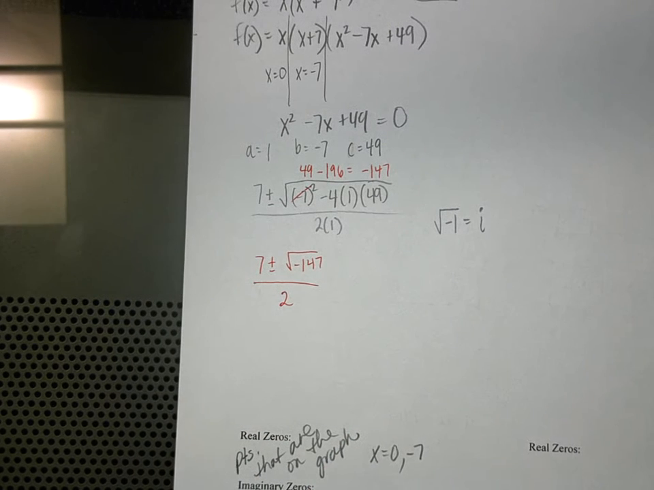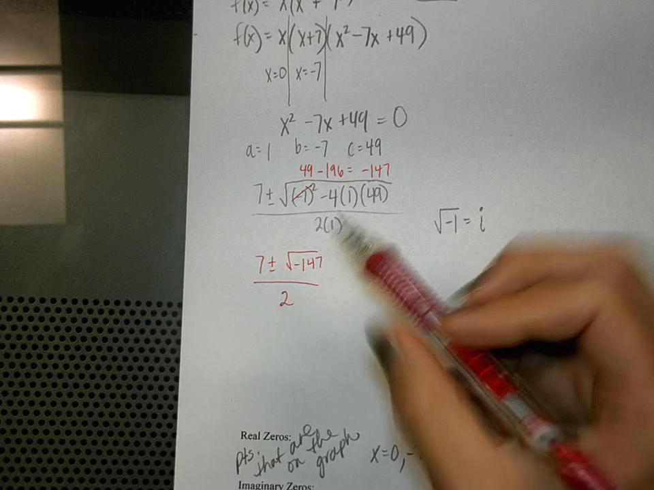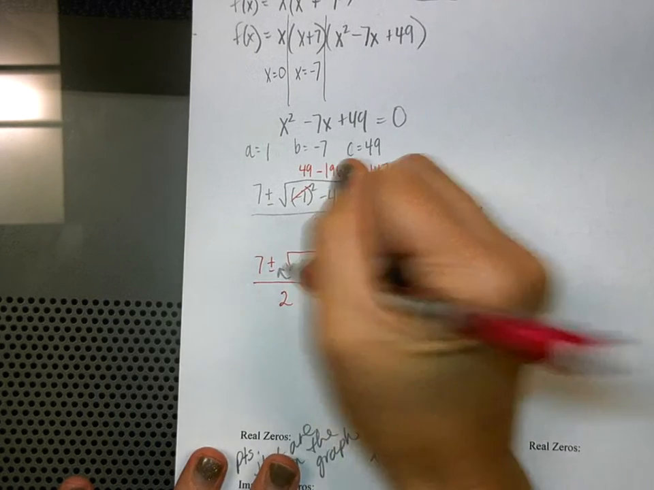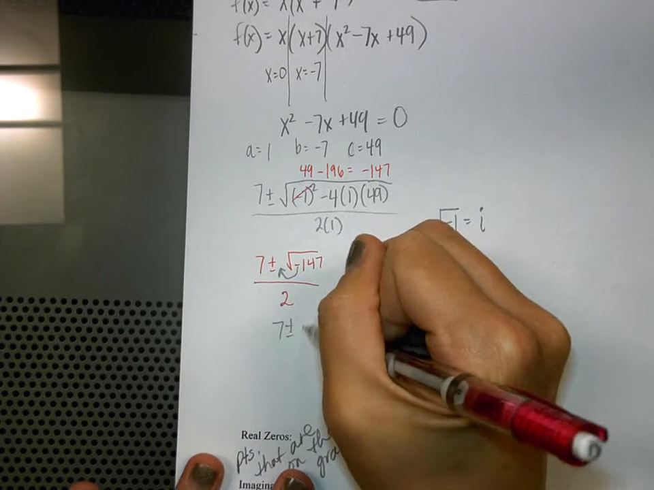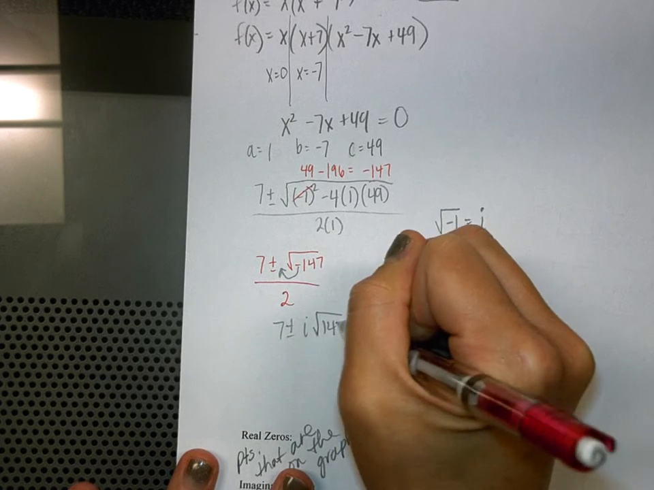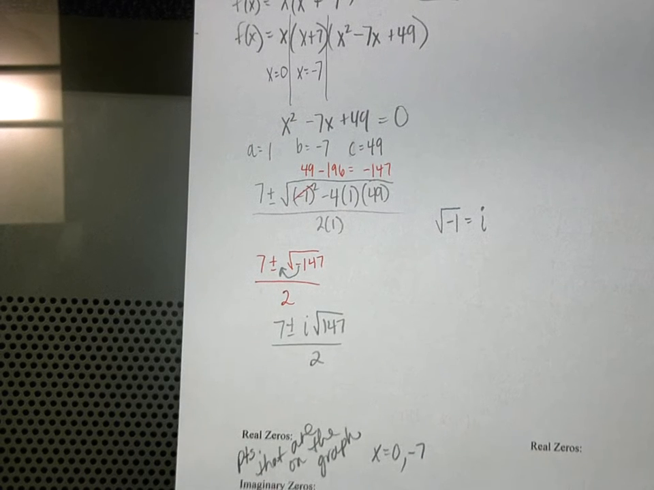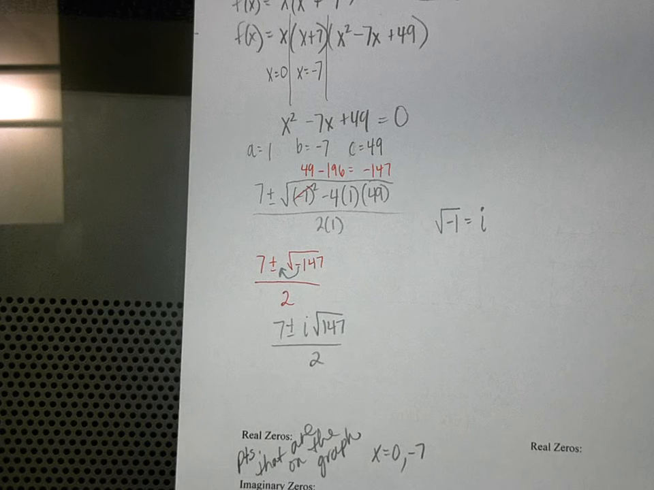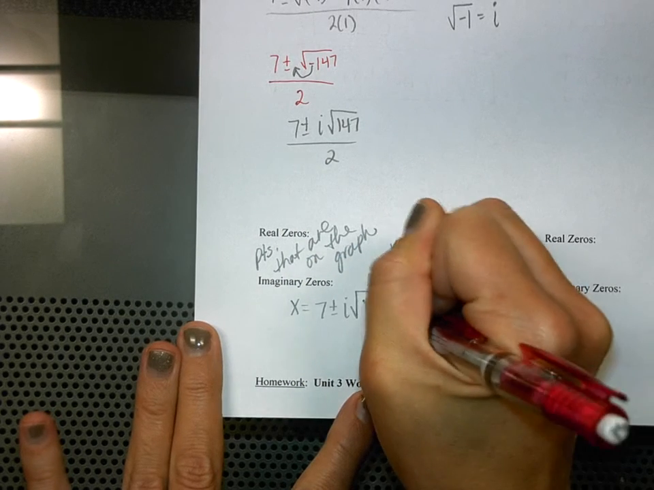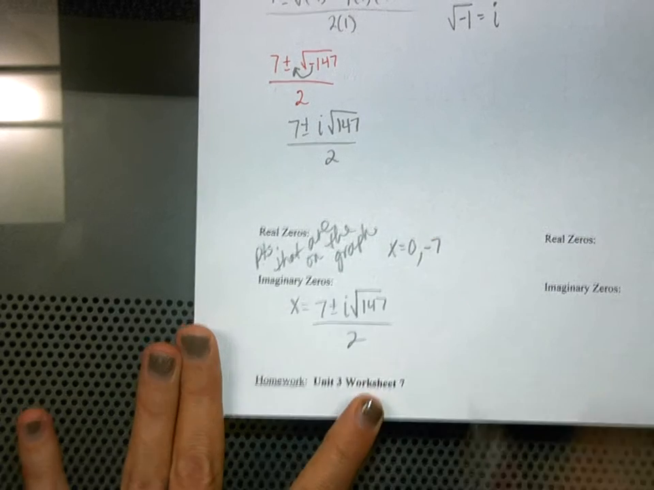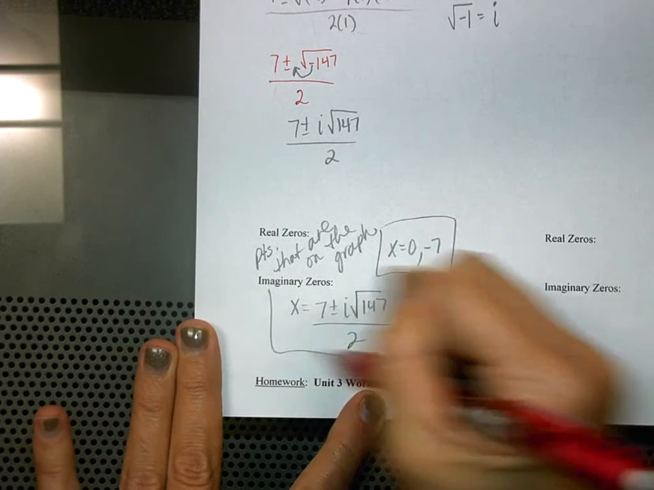So anytime you have a negative under a root, you bring that negative out, and when you bring it outside, it just becomes an i. So I have 7 plus or minus i root 147 all over 2. And if you could simplify that root, like break it down to your factor tree and find pairs of numbers, you would, but 147 doesn't end up factoring down. So that's my answer. My imaginary zeros are that x equals 7 plus or minus i root 147 all over 2. So we have our real zeros and our imaginary zeros.